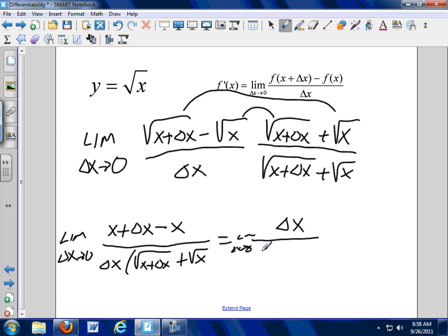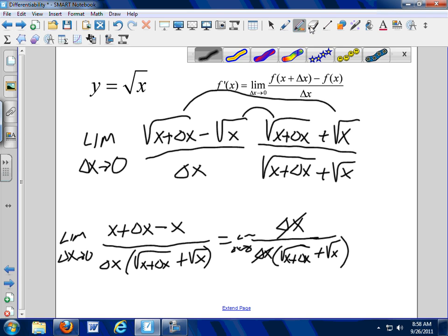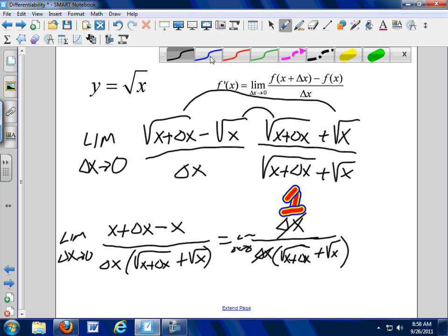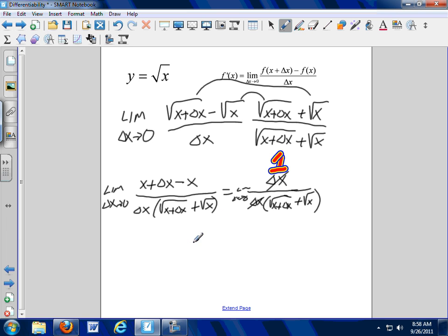That's what that says, over delta x times the square root of x plus delta x plus the square root of x. Close that last parenthesis, and a shout out to Annie Trier for that. So, we have that, right? Cancel away, remembering, of course, that we must have a 1 up top, right? So it's 1 over that. I can extend the page. Alright, so I get 1 over all of that.